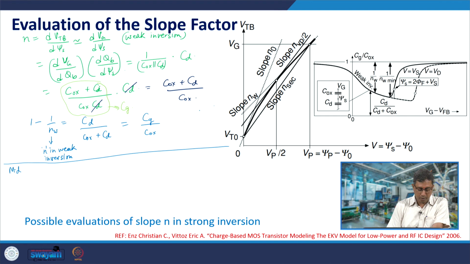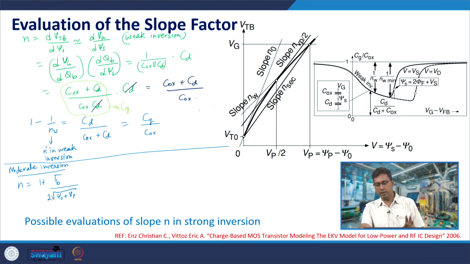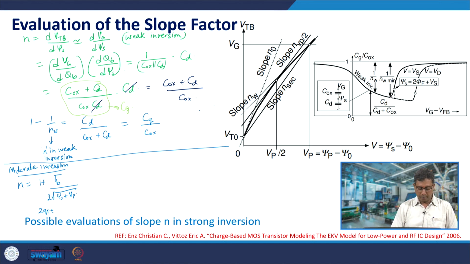Now, let us discuss moderate inversion. In moderate inversion, you are dealing with a local surface potential which is nearly Vp. Therefore, you can directly use the expression n equal to 1 plus gamma b by square root of chi naught plus Vp, because when the surface potential is chi naught plus Vp, in the expression 2qi plus natural logarithm of qi, both the terms would be dominating, and you cannot neglect one of the terms. Therefore, in this case, it is advisable to consider the slope factor as 1 plus gamma b by 2 square root of chi naught plus Vp.